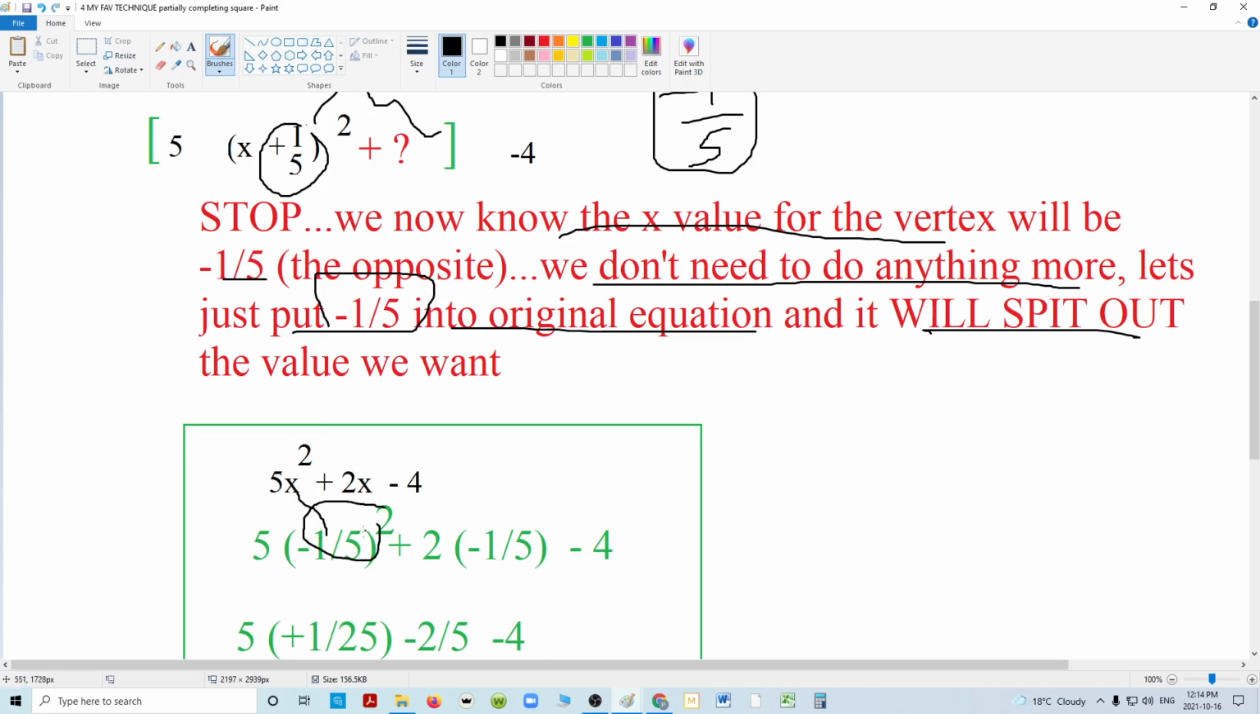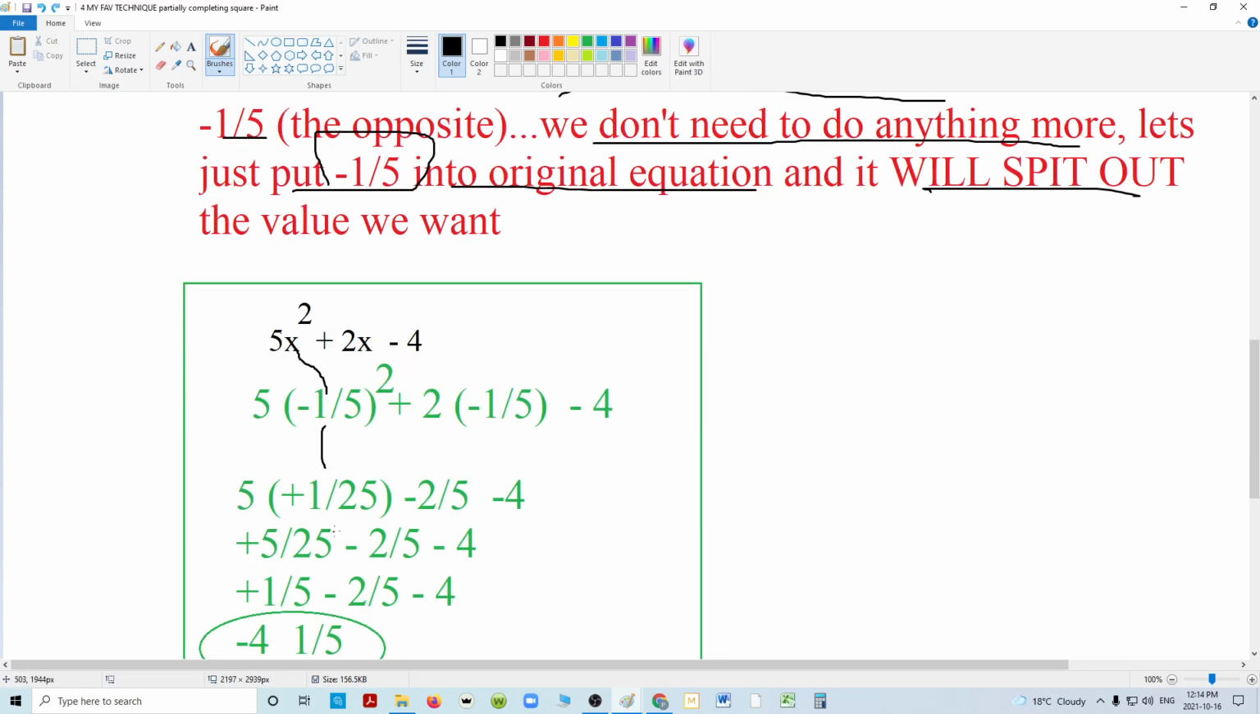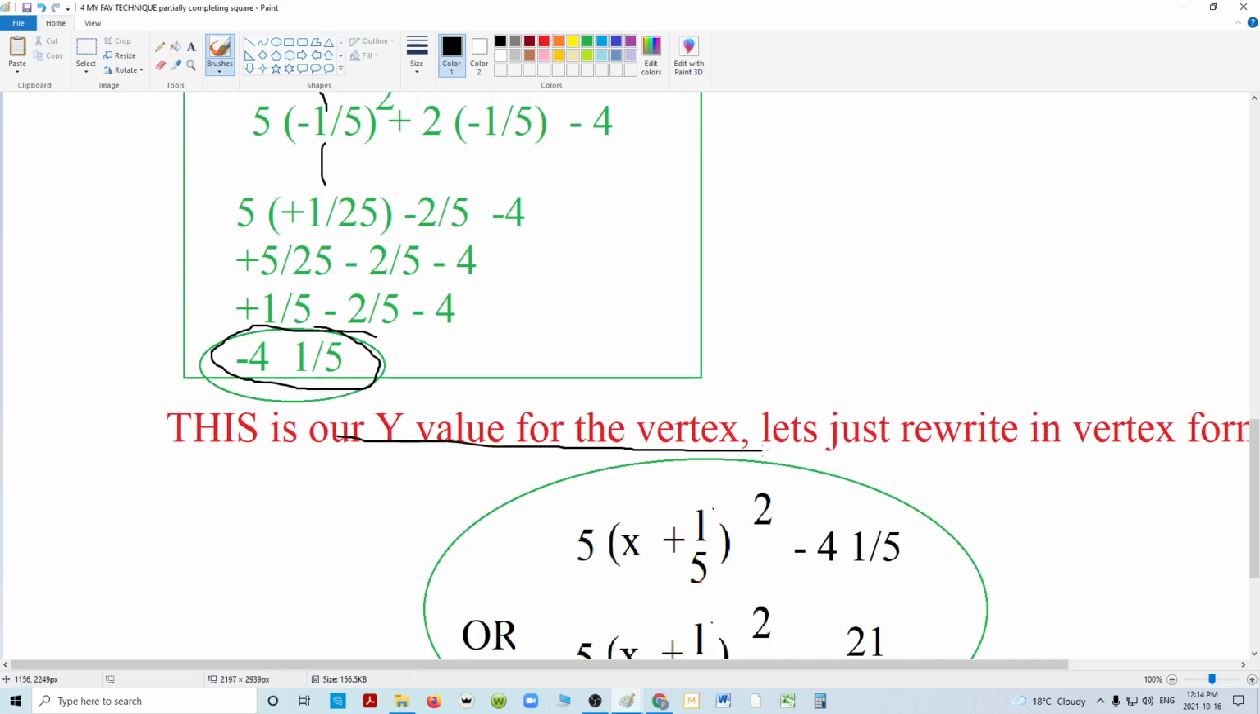So minus 1/5 squared becomes 1/25. X here, 2 times minus 1/5 becomes minus 2/5. 5 times this 1/25 becomes 5 over 25, which becomes 1 over 5. And then I simply add these things. Plus 1/5 minus 2/5 minus 4 is minus 4 1/5. That is the y value of our vertex, so I can just plug it in here now.